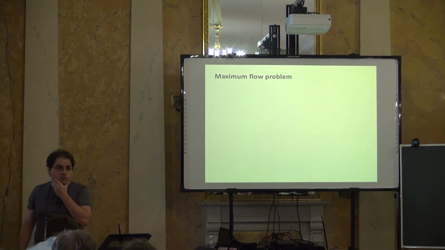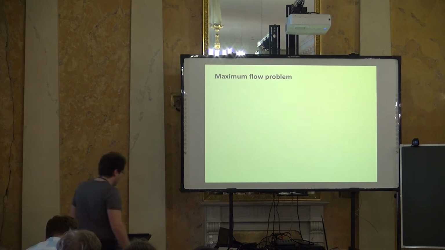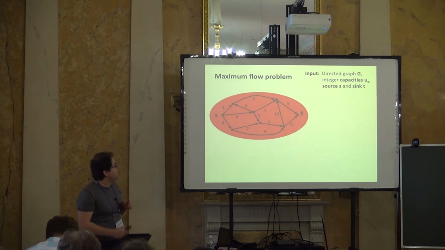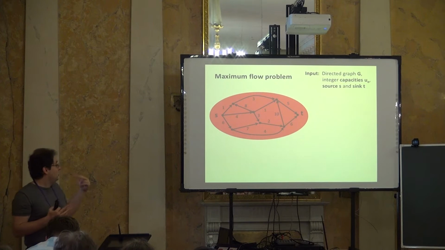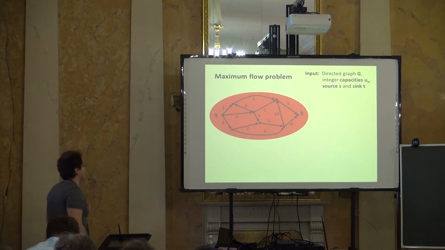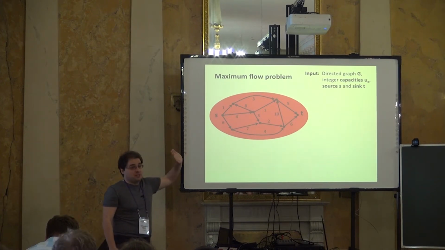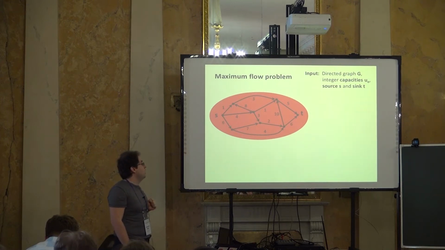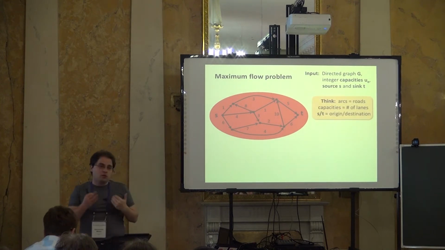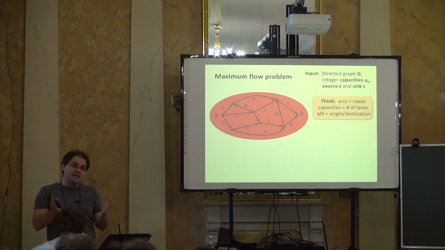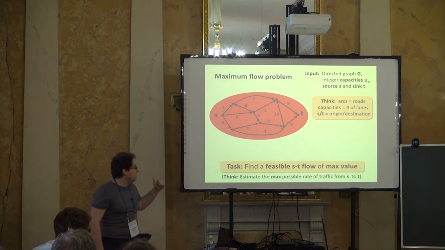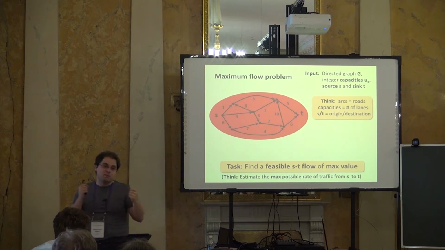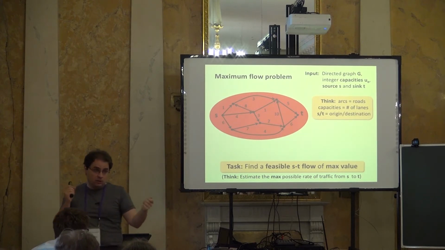Let me introduce the main person in the story, namely the maximum flow problem. When we talk about maximum flow, we talk about a directed graph G with two special vertices, source S and sink T, and capacities on edges. Most of the time we will assume capacities are one, but for now let's introduce it in generality. You can think of arcs as roads, a capacity corresponding to the number of lanes on the road, and S and T as origin and destination. What you are trying to find is a feasible S-T flow of maximum value, which you can think of as the maximum possible rate of traffic between S and T in this graph.